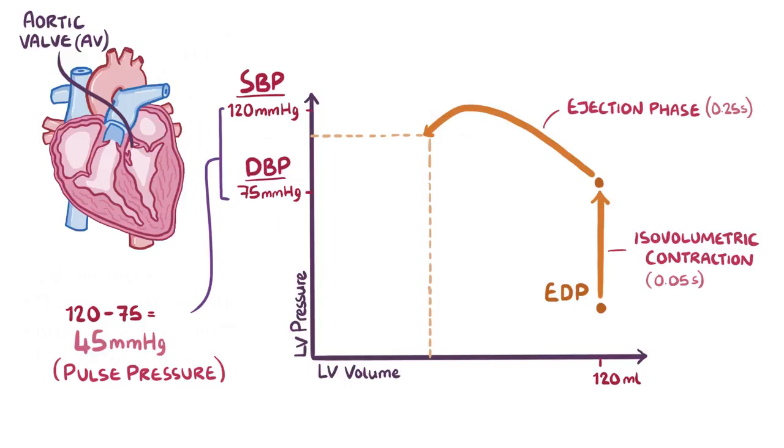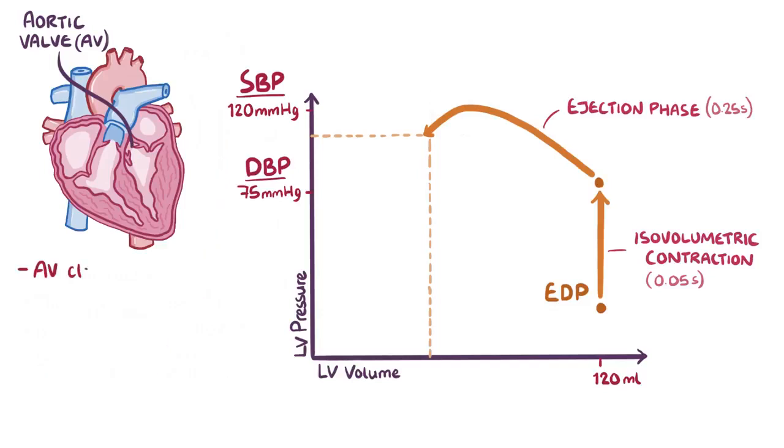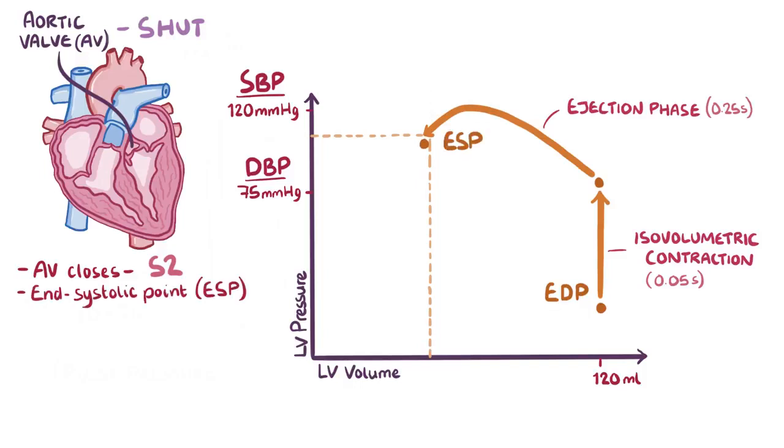Eventually, aortic pressure exceeds the pressure within the left ventricle, so the aortic valve snaps shut. As it does this, it makes a short, sharp sound, kind of like a... And this is called the second heart sound, or S2. So, this marks the end of the systolic period, also known as end systolic point. At this point, the volume inside the left ventricle, known as the end systolic volume, is normally about 50 millilitres.